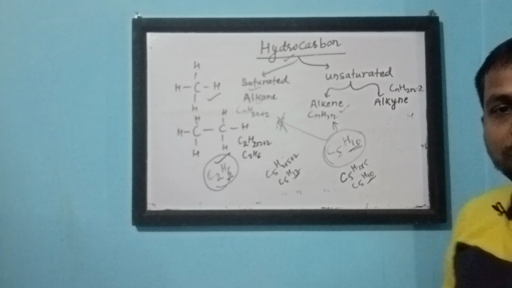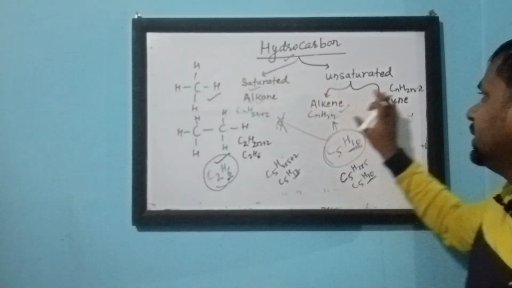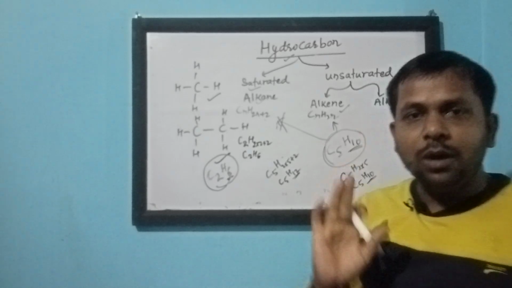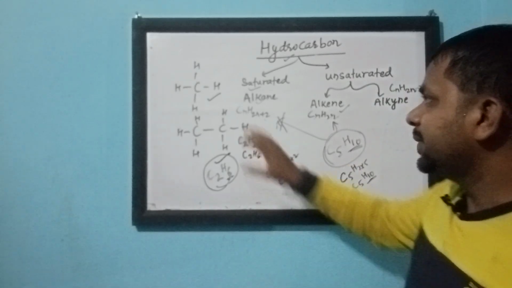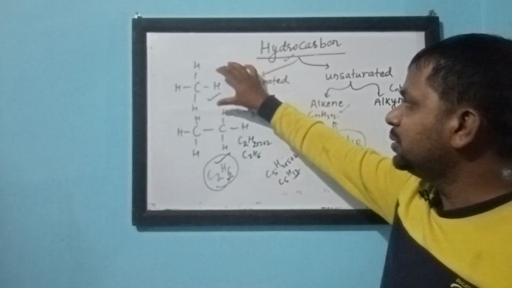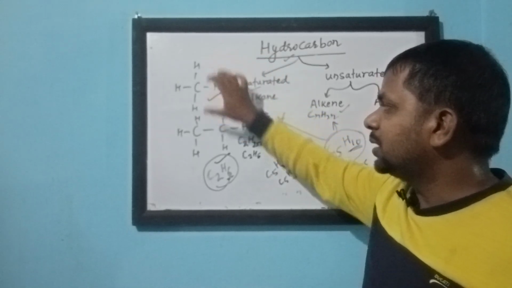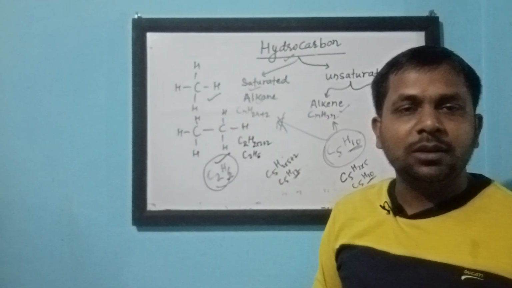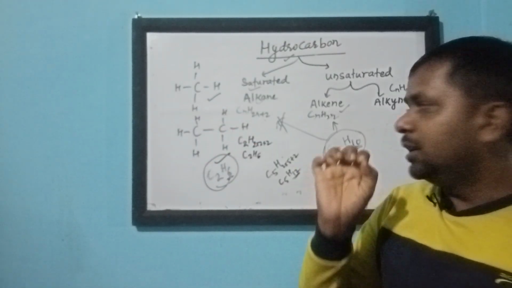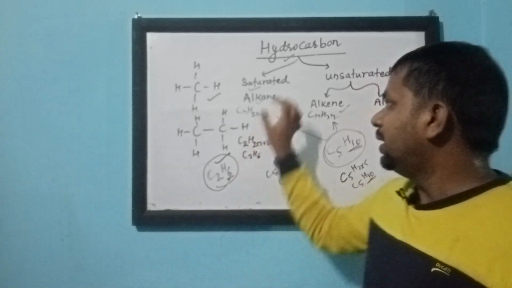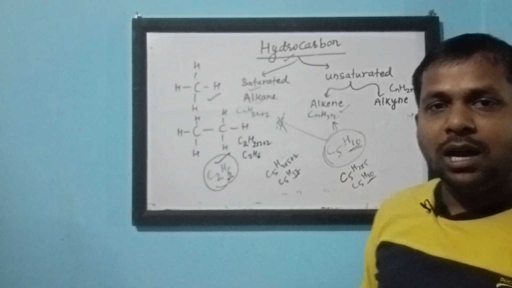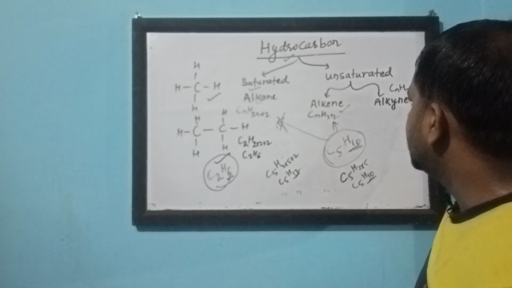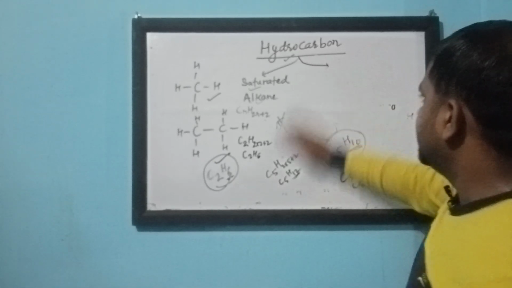I hope you understood this concept of alkane, alkene and alkyne and the types of hydrocarbon. Now we are going to learn how the name of a compound is given. What is the name of this compound? We are going to study the nomenclature of alkane, alkene and alkyne. How the naming of such compounds is done, we are going to study. Let us see.